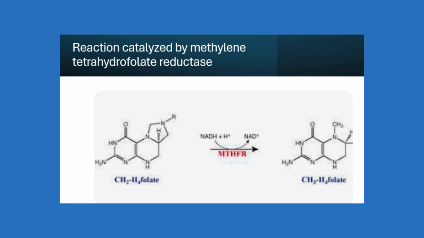This enzyme catalyzes the conversion of N5, N10 methylene tetrahydrofolate to N5 methyl tetrahydrofolate. This is an essential step in 1-carbon metabolism. Without this reaction, there would be no N5 methyl tetrahydrofolate, which is supposed to react with homocysteine to form methionine. Deficiency in any of these three enzymes would therefore lead to the elevation of homocysteine levels in the body.